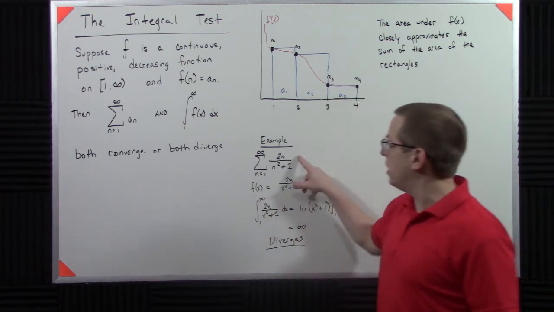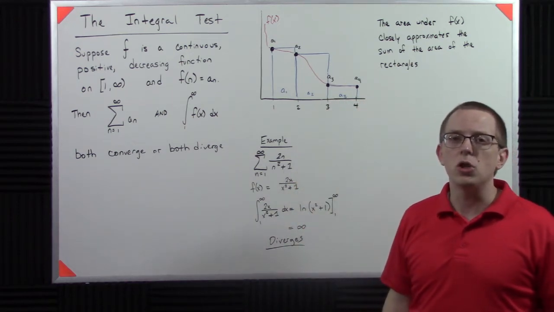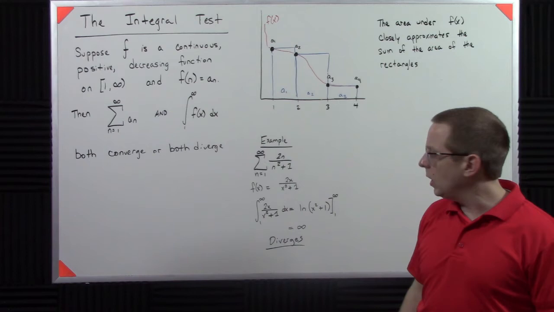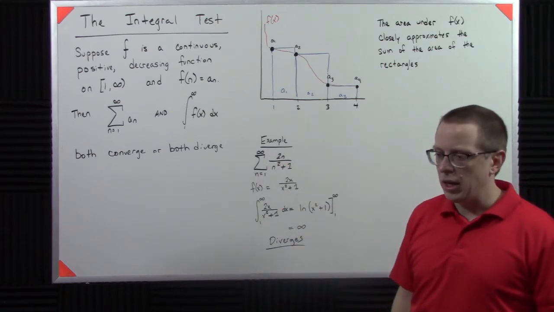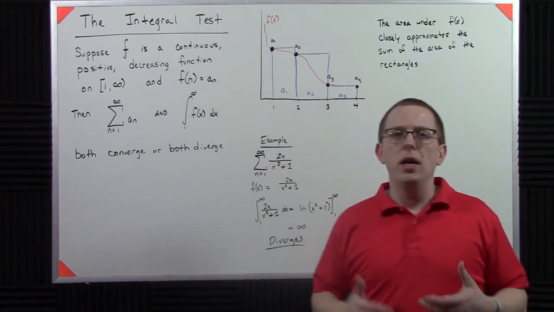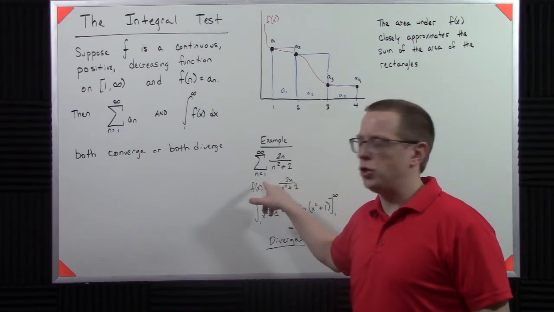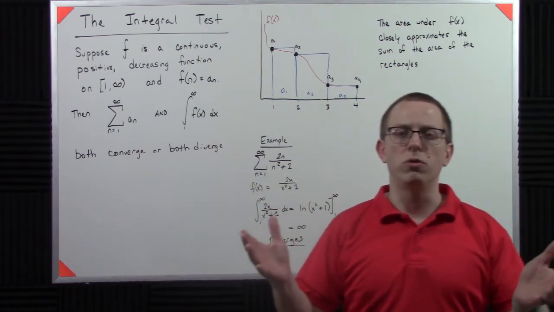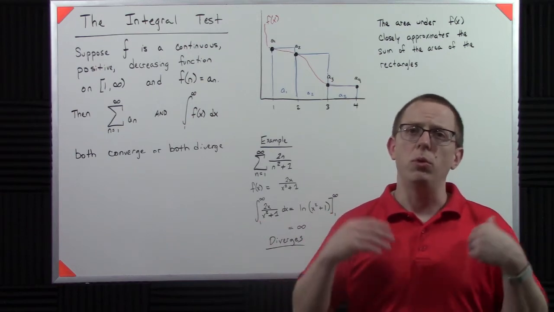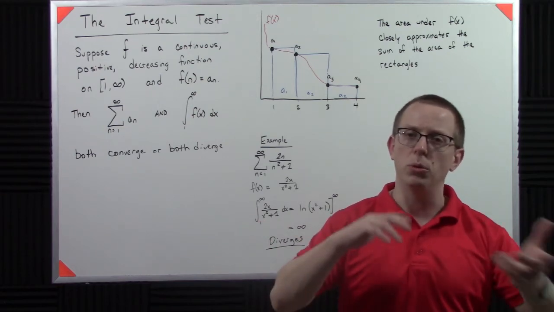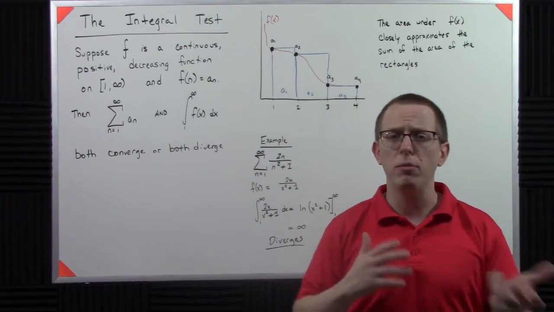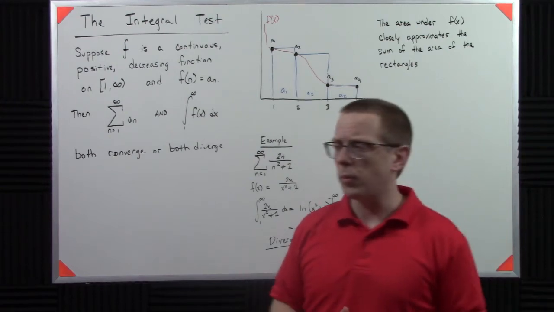An example would be this. I have 2n over n squared plus 1, going from n equals 1 to infinity. And you say, okay, how do I do this? Well, if this had been n squared minus 1, going from 2 to infinity, we could do a partial fraction decomposition. And with the partial fraction decomposition, we might have been able to do a telescoping series. We might have been able to figure something out, maybe.